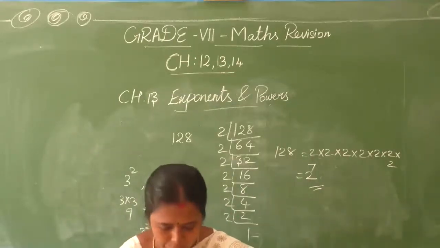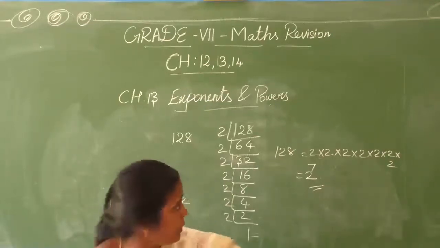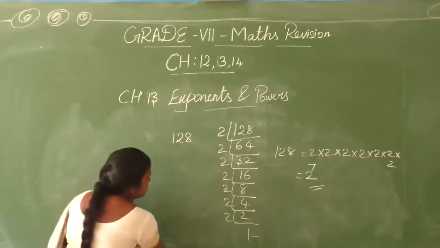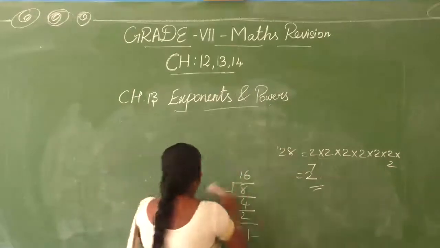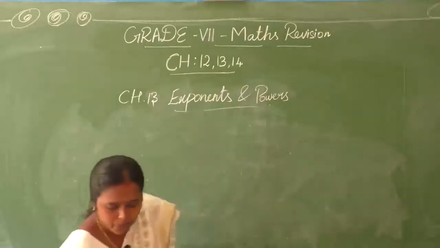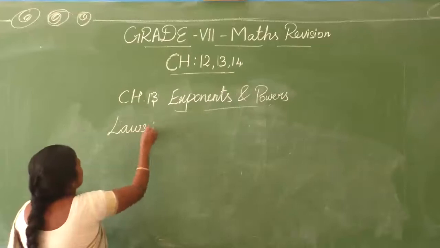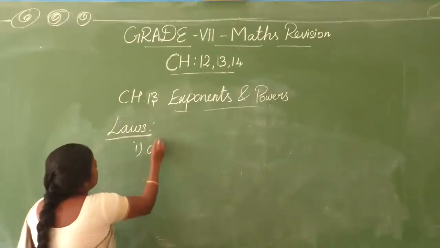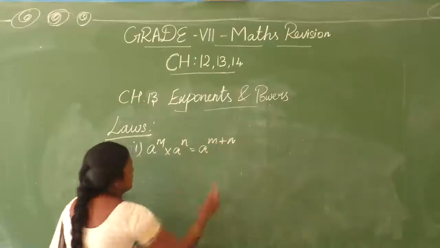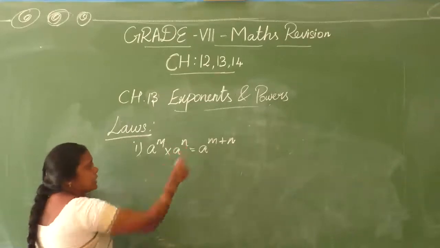So next, simplify also is there, just to try. This is a procedure. Then laws of exponents. Some formulas are given here to solve the bigger exponential numbers. See, what are those? a power m into a power n is equal to a power m plus n. What is this meaning? In multiplication, if the bases are the same, their powers can be added.